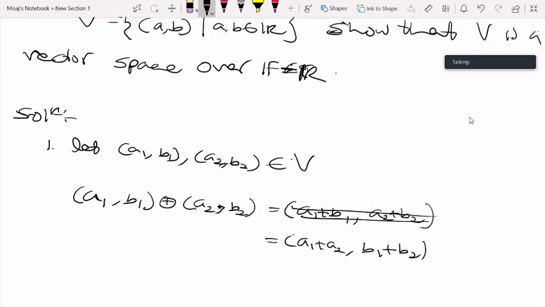Now tell me, after addition, is this an element of V? Yes, sir. Is this an element of V?